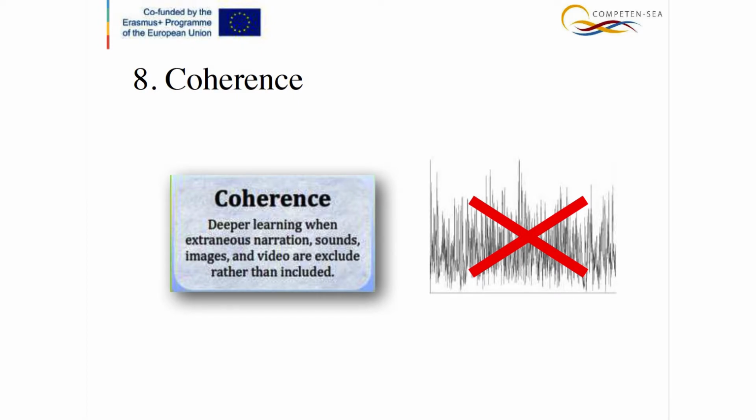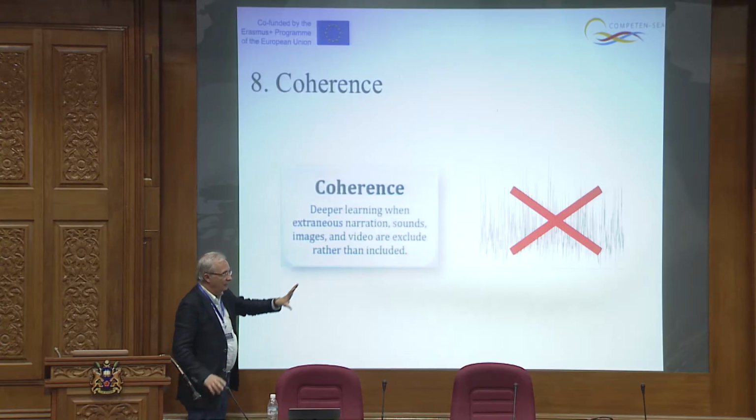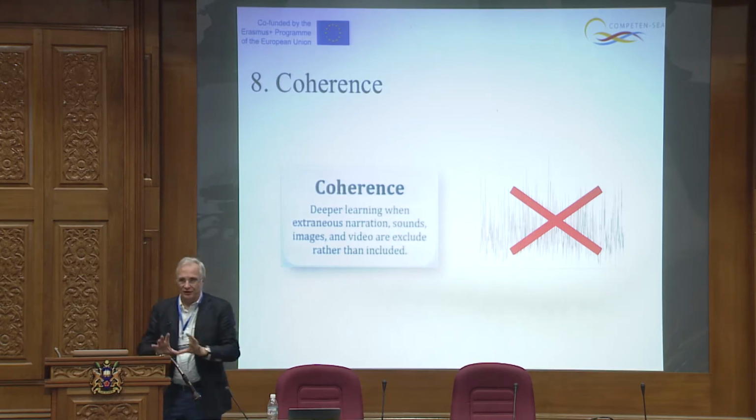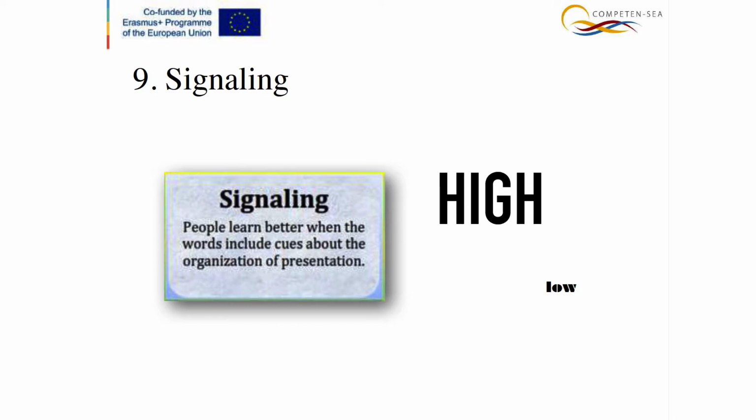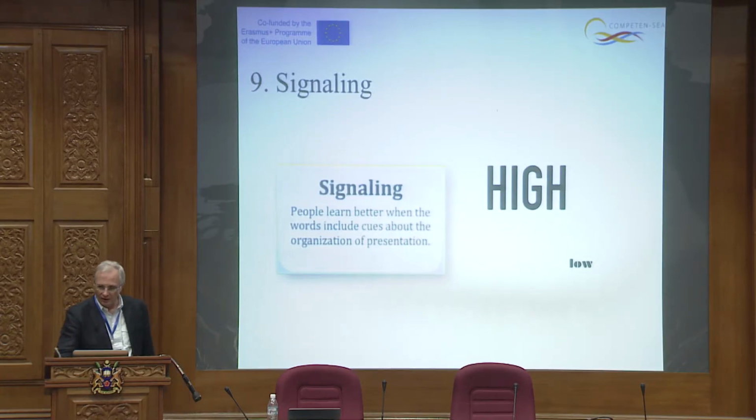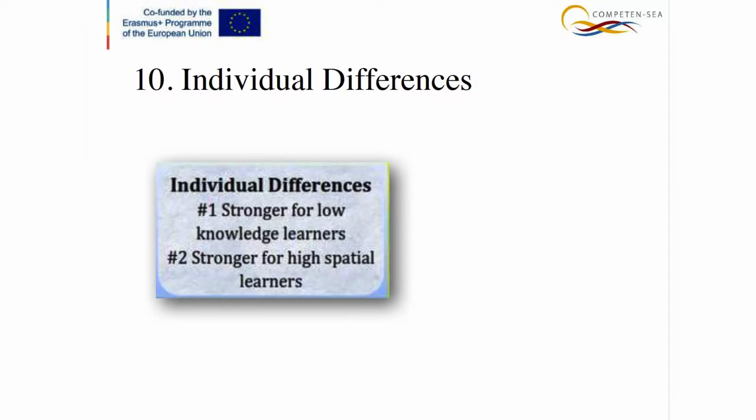Coherence: extraneous narration, sounds, images, and video should be excluded rather than included. So try to focus and not have extraneous signs, symbols or images that only make it more difficult to understand. There are a few more, such as people learning better when the words include cues about the organization of the presentation, or individual preferences, stronger for low knowledge learners and stronger for high spatial learners.